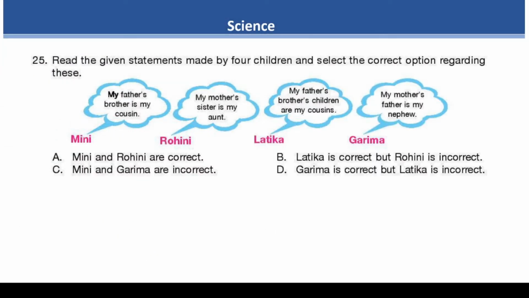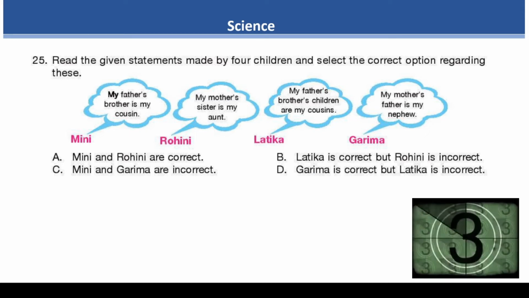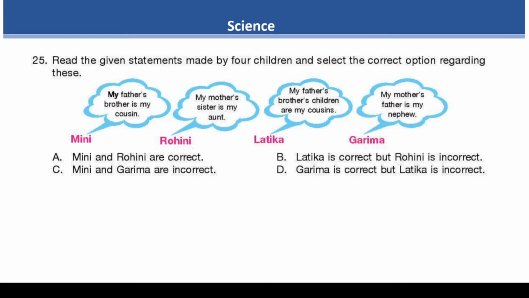Next question. Read the given statements made by 4 children and select the correct option regarding these. So Minnie says, my father's brother is my cousin. Rohini says, my mother's sister is my aunt. Latika says, my father's brother's children are my cousins. Garima says, my mother's father is my nephew. Try to draw this, picturize it, and then choose which of the option statements are correct. Well, if you need more time, you can pause.